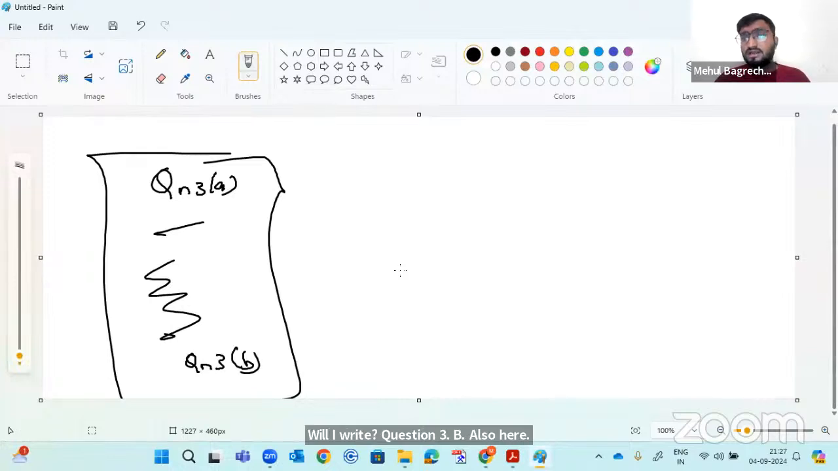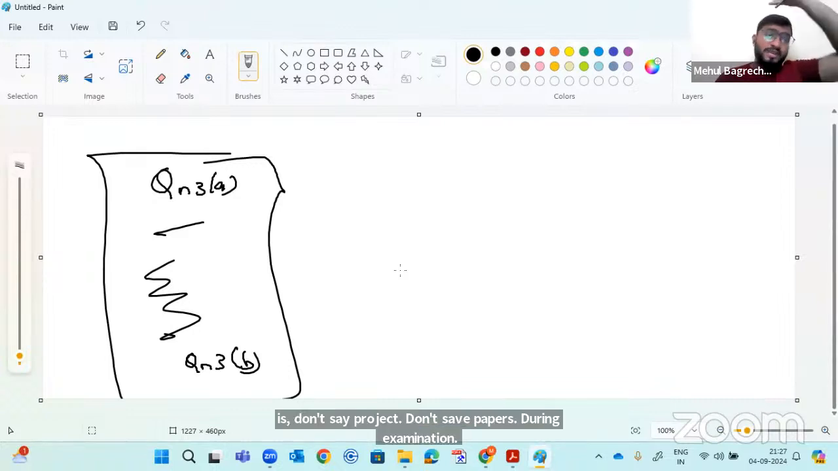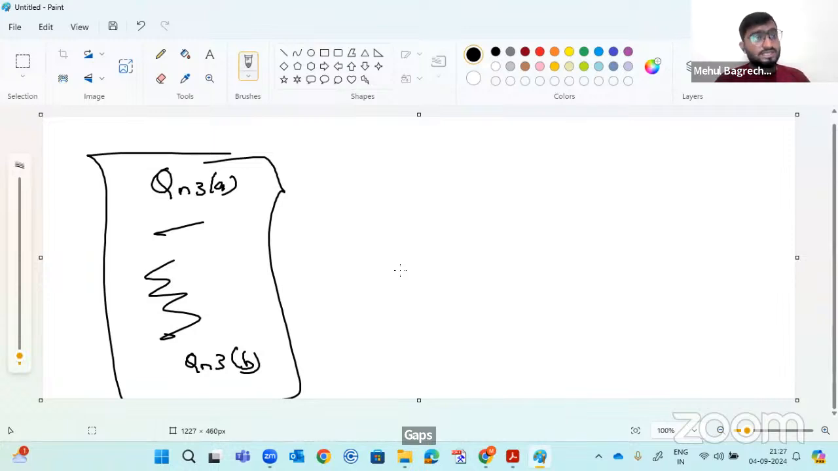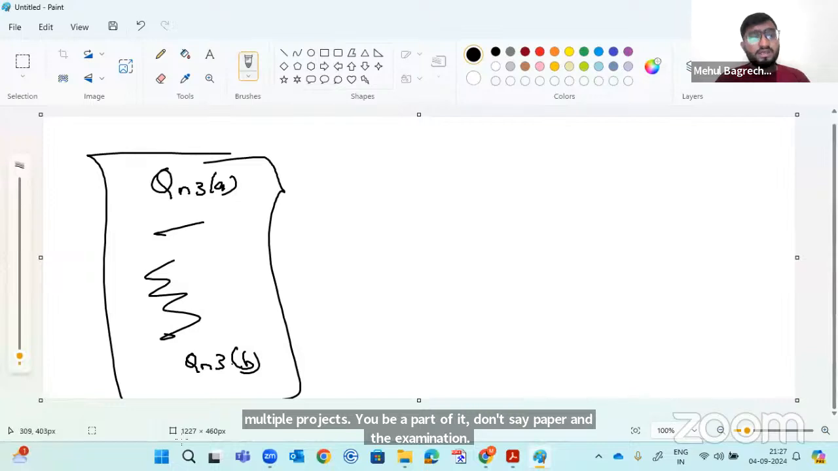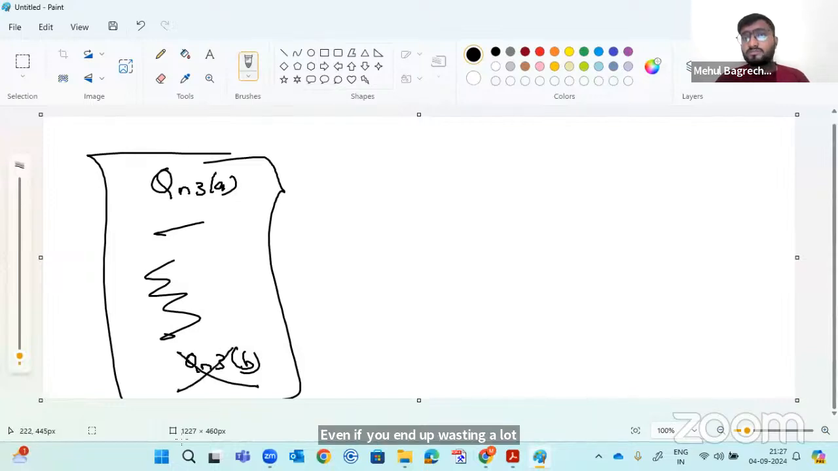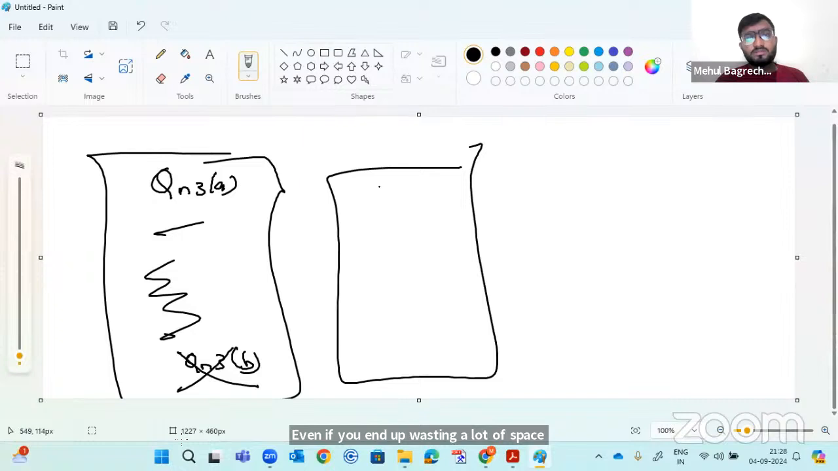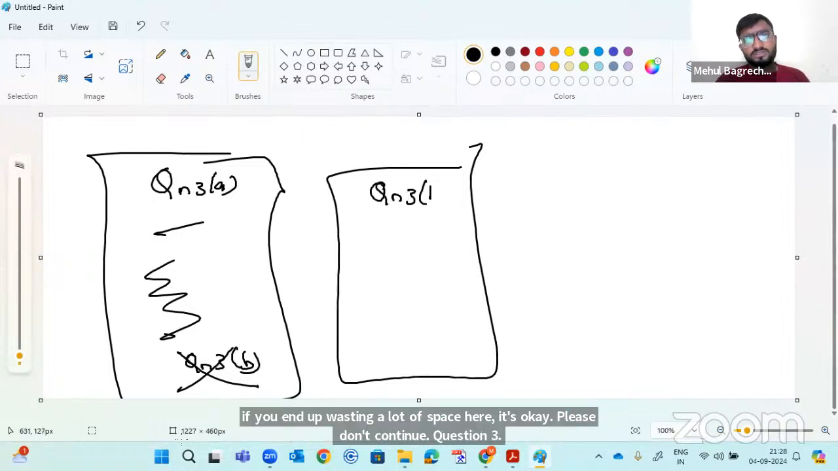No, sir. The answer is don't save paper during examination. Don't save paper in the examination. Even if you end up wasting a lot of pages and space here, it's okay. Please don't continue question 3B here. Write down question 3B again in the next question.